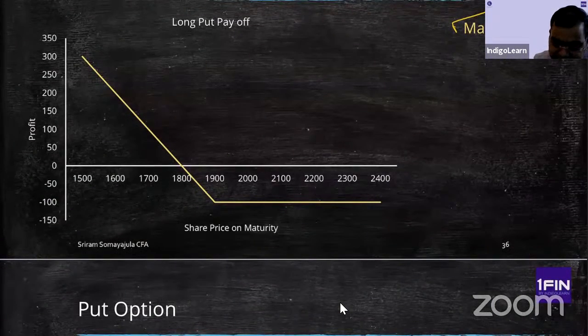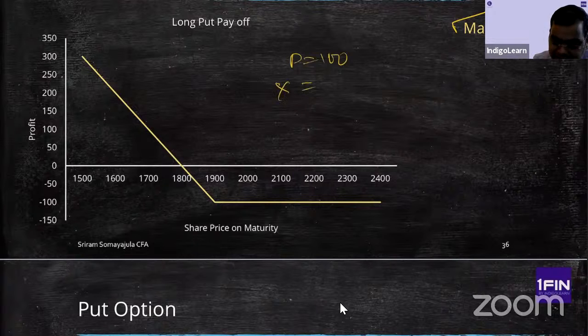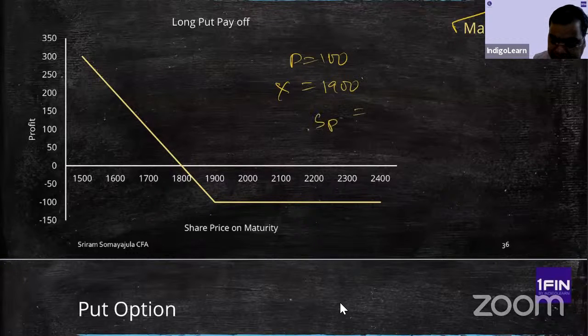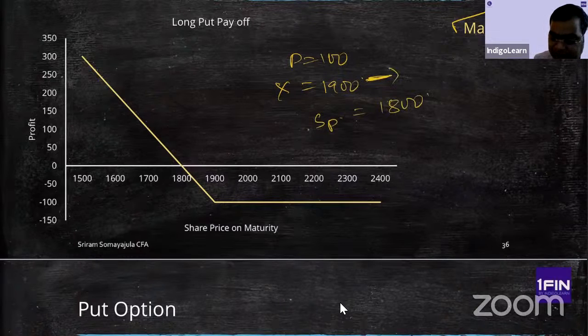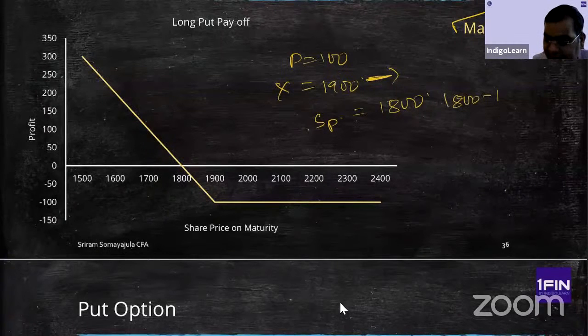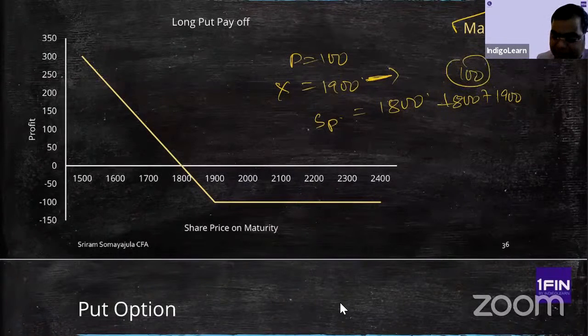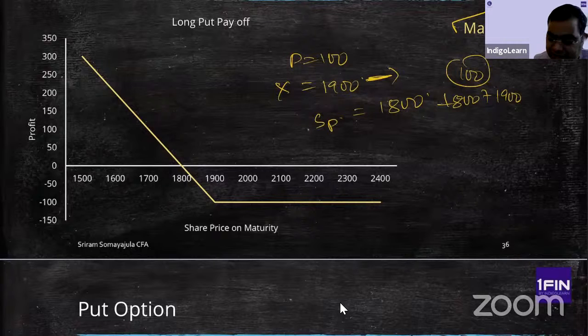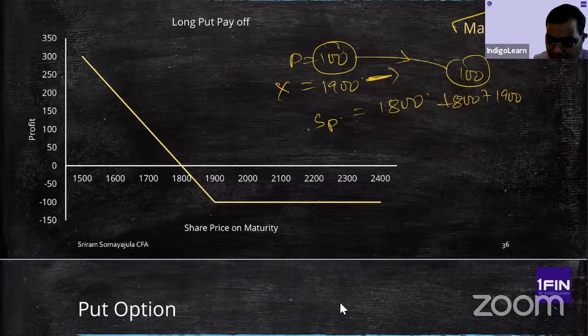Take the same example. The premium is equal to 100 and the strike price is, let us say, 1900. If the market price on the expiry date is, let's say, 1800, you have a right to sell at 1900. What is currently at 1800, you can sell at 1900. So you make this 100 rupees as profit, because you can buy from the market at 1800 and sell it to me at 1900, right? But in order to enter into this contract, you have to pay this 100 rupees premium. So both get negated, and at 1800 you make no loss or no profit.